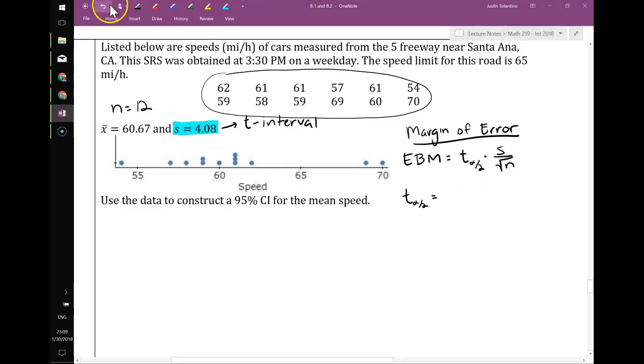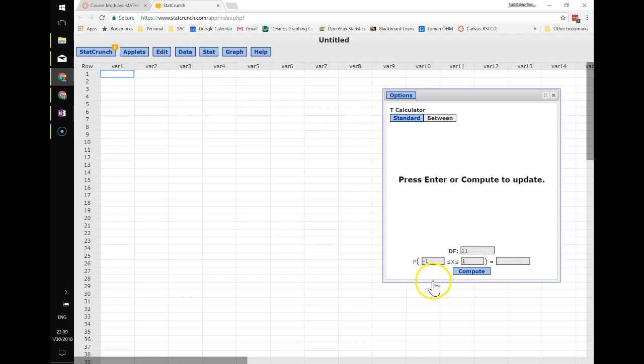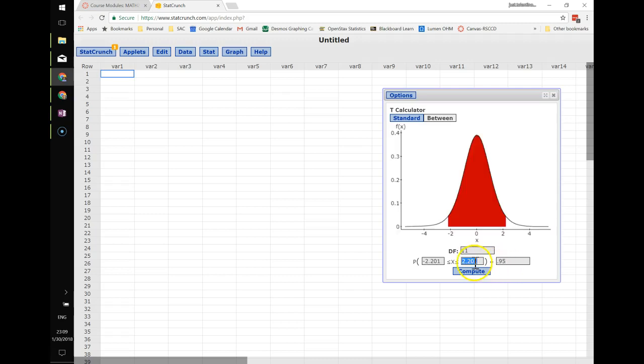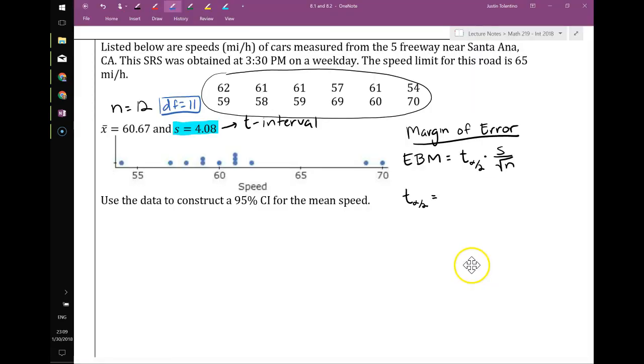Going back to our work, if n is 12, then our degrees of freedom is going to be one less than that, 11. So we tell the calculator 11 degrees of freedom. And we also tell it that we want to be 95% confident, so the area between should be 95%. And here we go. There is our t alpha over 2, the boundary for cutting off the inside 95% and the outside 2.5% on both sides. So this is our t alpha over 2, our critical value, 2.201.